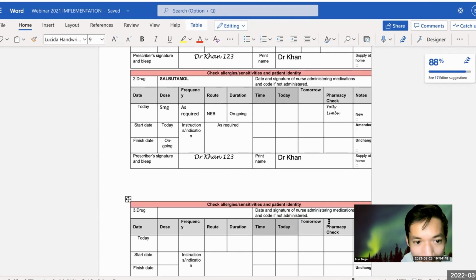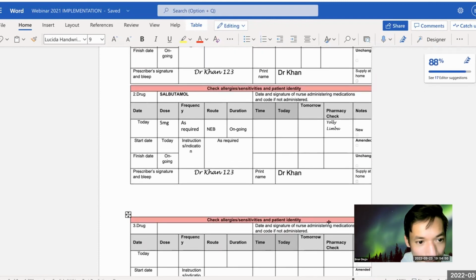Okay. So next medication is salbutamol. Salbutamol, it's today. Dose is 5 milligrams. The frequency is as required. The route is nebulization. Duration is ongoing. Start date is ongoing. Finish date is ongoing. Okay? Signed by Dr. Khan, bleep number 123, and print name is Dr. Khan.